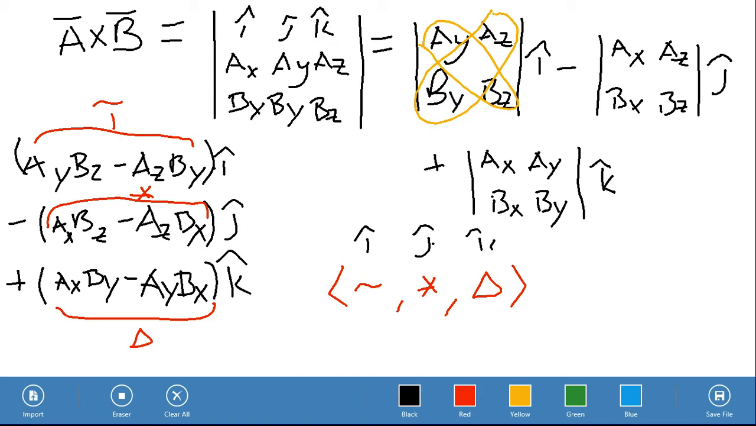So nothing that you guys can't handle. And one more thing that I do want to mention is that this vector output, so this i hat, j hat, k hat, or this tilde star triangle, this output vector is actually going to be orthogonal or perpendicular to both of the input vectors. So let me write that down for you. So if A cross B is equal to C, it is a vector.